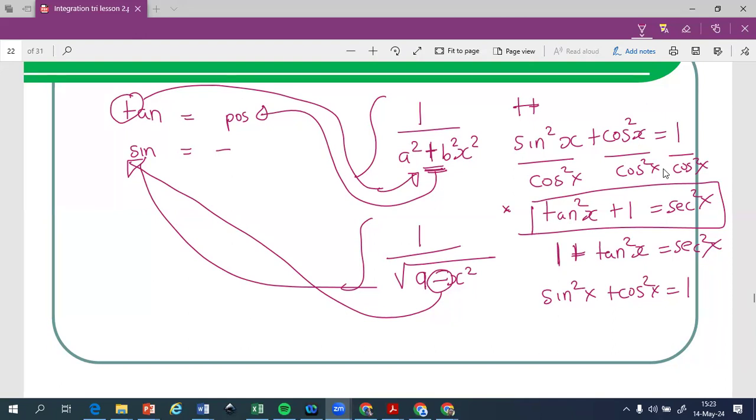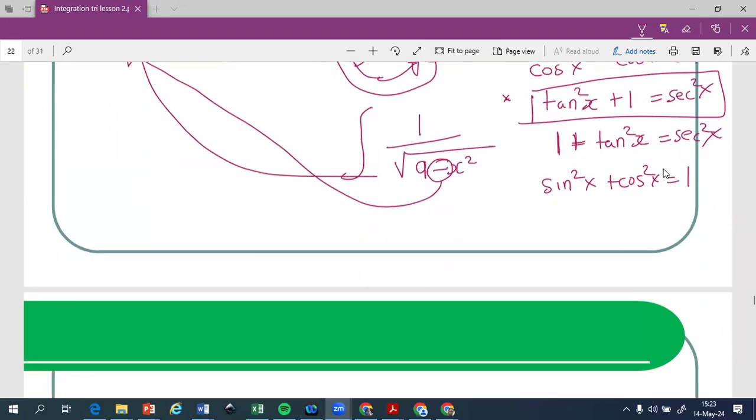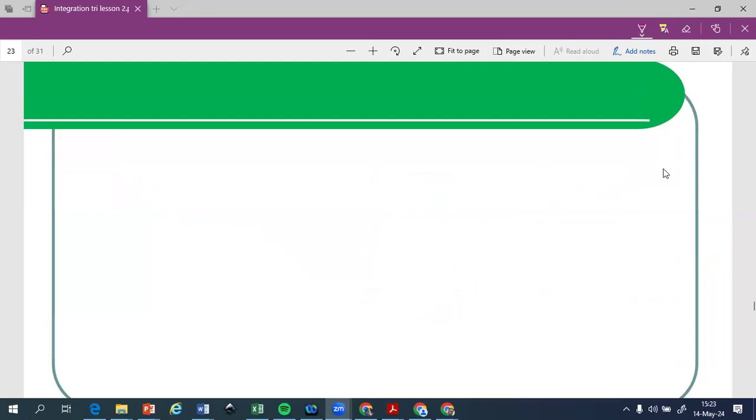Excuse me, teacher. I wanted to know, for that first number where we have a squared plus b squared x squared, if we had the square root of that denominator and there is a minus in the middle, could we have substituted tan or sine? Sine. The moment you say square root, there is a minus down, that is sine. Okay, thank you.